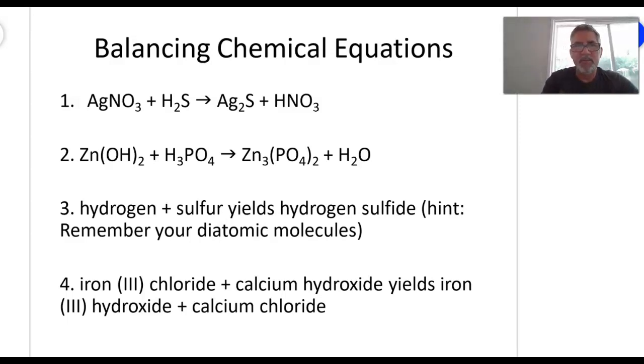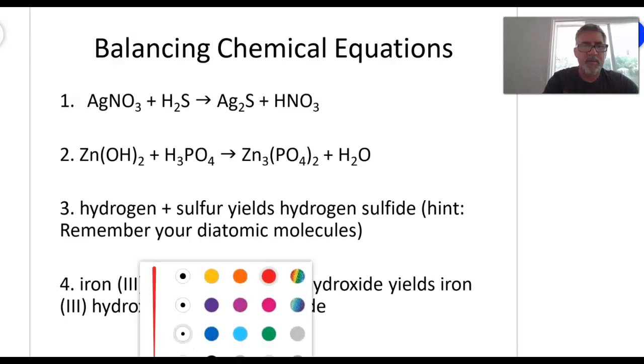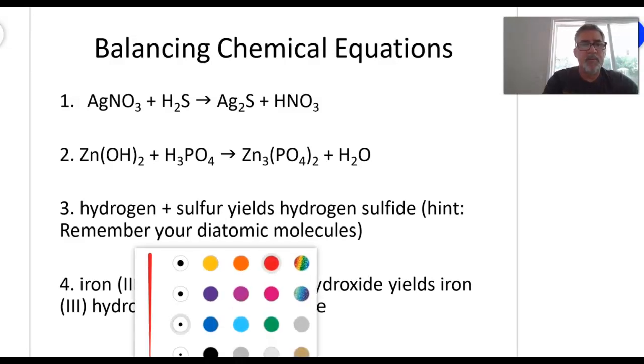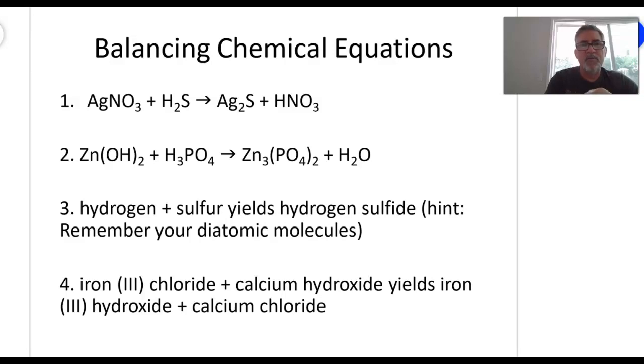We'll look at the first atoms. So in here we have silver as our first atom. I have 1 silver here and I have 2 over there. So I'll start by putting a 2 here. Right, so now I have 2 silver atoms here and I have 2 silver atoms there. Right, nitrate is a polyatomic ion. Right, so it comes together. I have 2 nitrates here and I have 1 nitrate over here. So I can try to fix that by putting a 2 here.